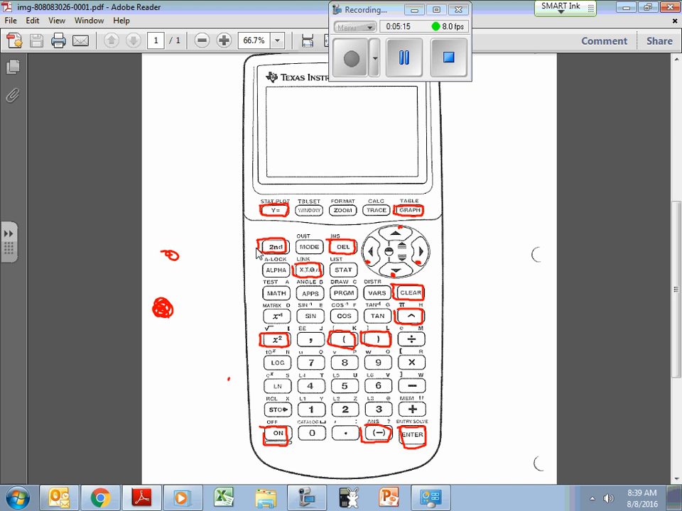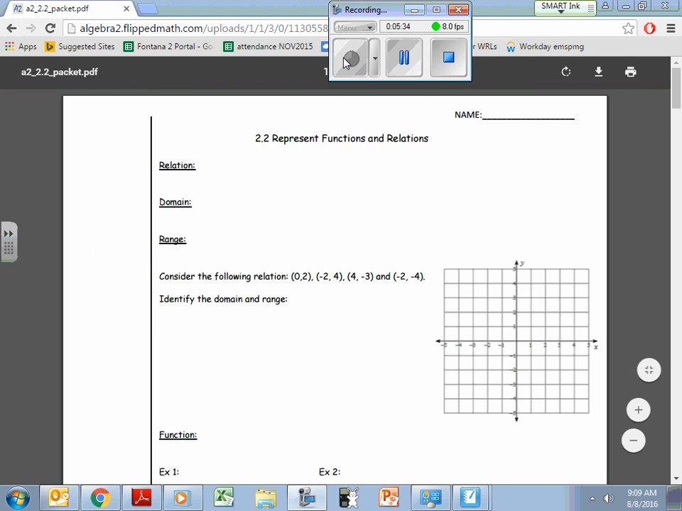Let me see if there are any others that are super important. Mode, not yet. Oh, I mean, we'll leave the alpha button. Anybody else for now? Trace, not yet. Table set, not yet. Windows, zoom, trace. No, not yet. Not yet. So let me pause and let you, under here, make a table for the domains and ranges, please.